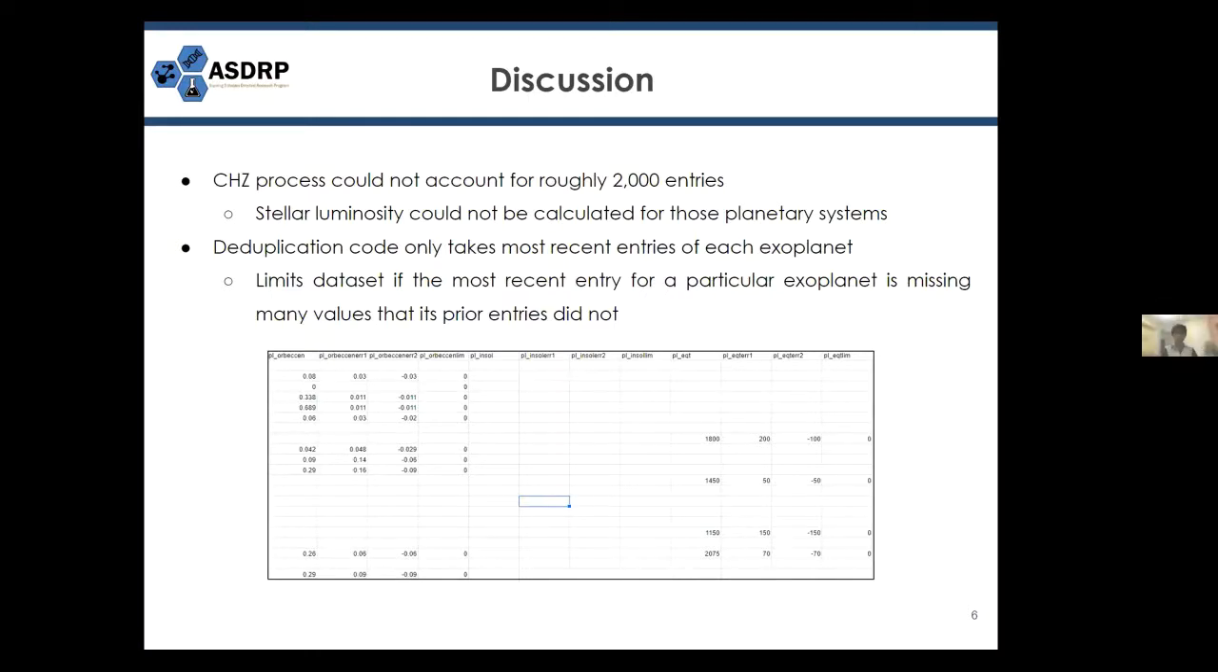The code only took the most recent values for each planet in the dataset. While this may seem good, as we're using updated data, it could also backfire if the most recent update had missing values for some columns. If an exoplanet had too many missing values in the most recent update, as seen in the image, we would not have any values for those columns, even if the previous entries had no missing values. This limits our research because we could potentially miss some important values that had been present in earlier updates. Overall, our research was limited both through the CHZ process and the deduplication code.